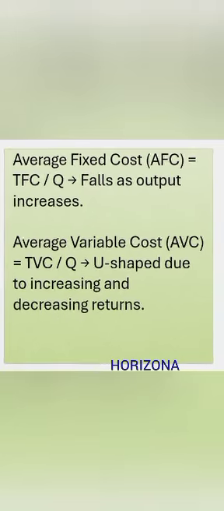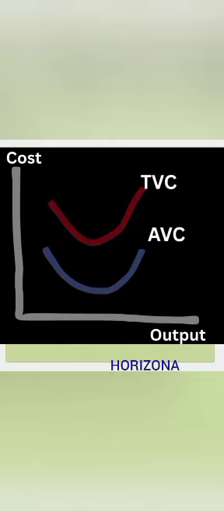Then we can talk about AFC, which is average fixed cost. There we say TFC divided by Q. And that falls as output increases. So as your output increases, the average fixed cost falls. Average variable cost, which is equal to TVC divided by Q, is U-shaped. It is U-shaped due to what? Due to increasing and decreasing returns.